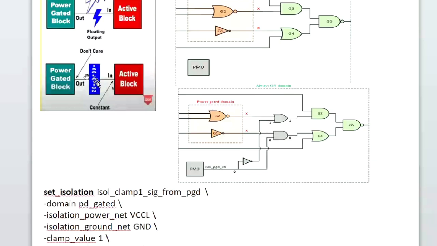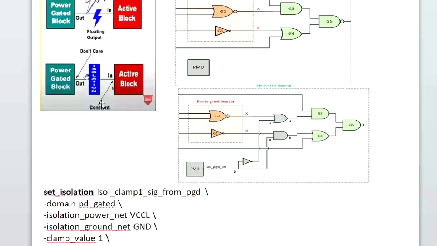If we don't use an isolation cell, the signal will be floating. When we apply the isolation cell, the signal will be held in a constant form. It will hold whatever the previous state value was.